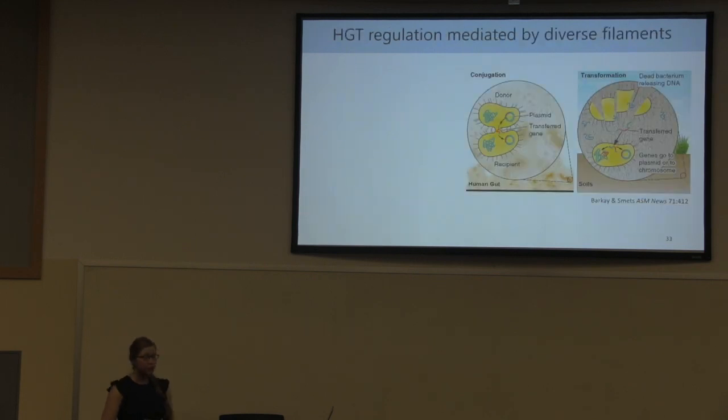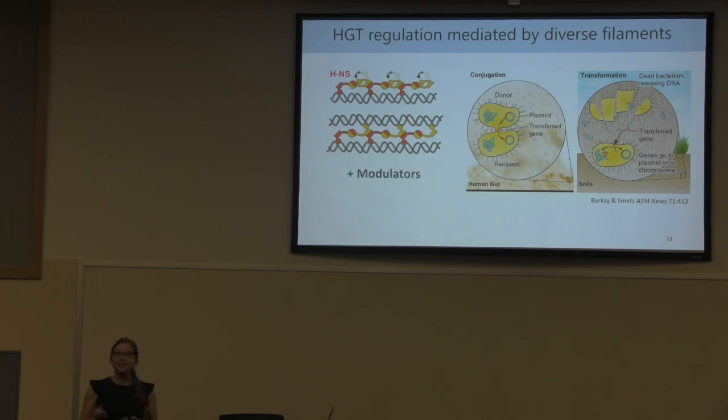So I want to bring this back to our horizontal gene transfer situation. I told you this process is important for bacteria to pick up new genetic material, and the material that it's picking up is very diverse. It might encounter bacteria it's never encountered before, and therefore new genetic material. So all of this DNA, this transferred gene here, could need to be regulated in a variety of different ways. What these bacteria possess is a host of different kinds of filaments and modulators that can silence different kinds of genes. And so by having this diverse pool of filaments, the bacteria can silence a diverse pool of acquired genes.